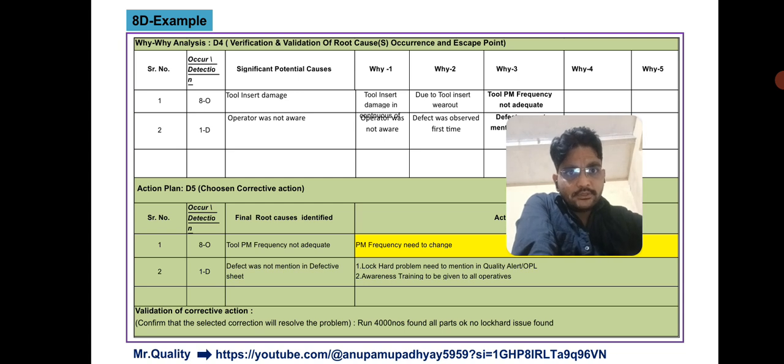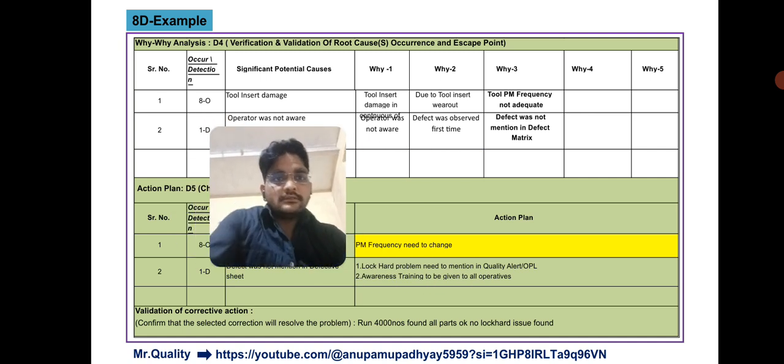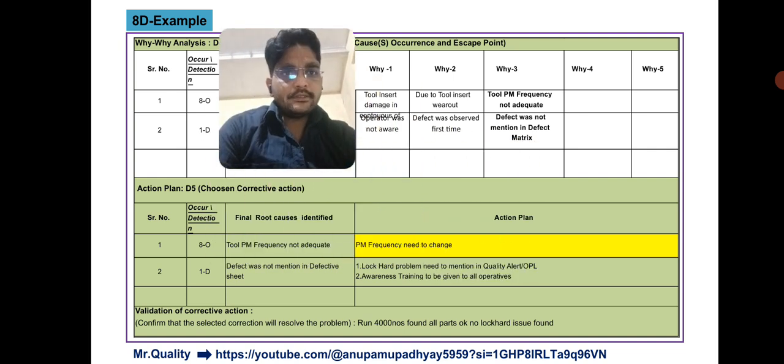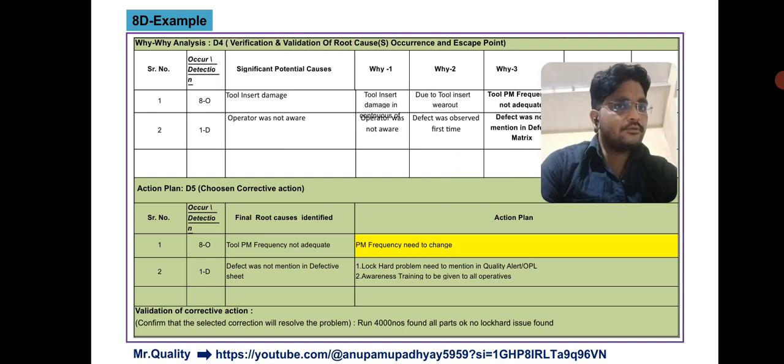First one is tool insert damage. 5.1 tool insert damage in the cavity. Why tool insert damage? Due to tool insert wear out. Why tool insert wear out? Due to PM frequency not adequate. Okay. Operator was not aware. Why was the operator not aware? Because the defect was observed first time. Why was the defect observed first time? Because the defect was not mentioned in the defect matrix. Means the operator does not know about the defect.